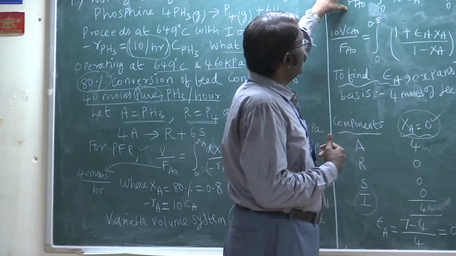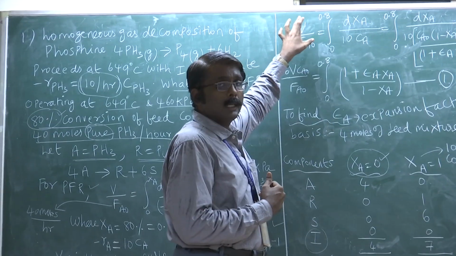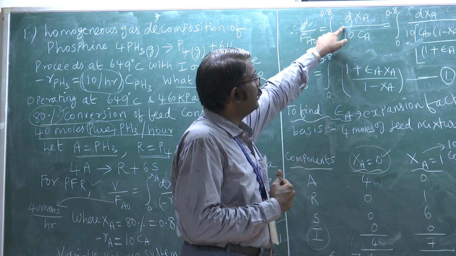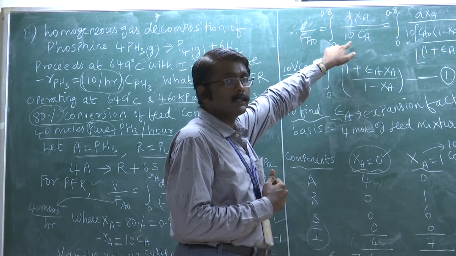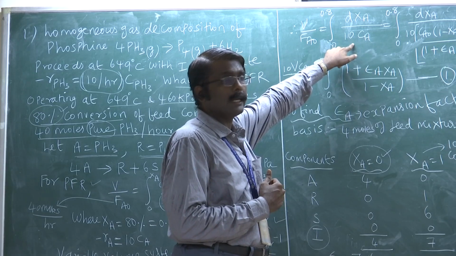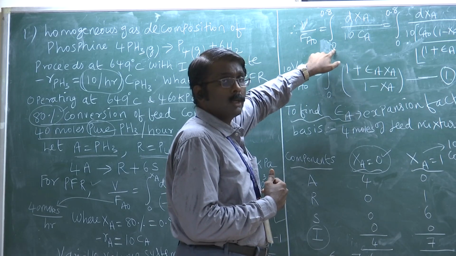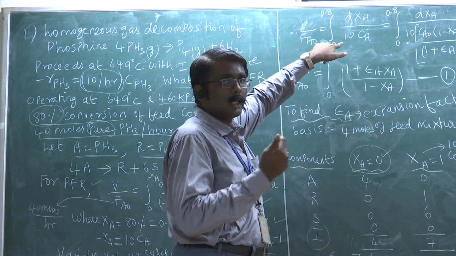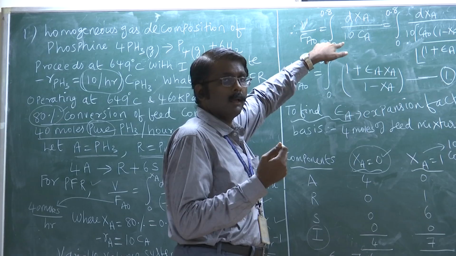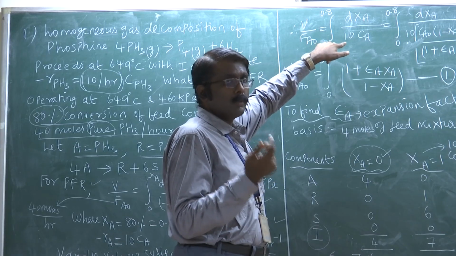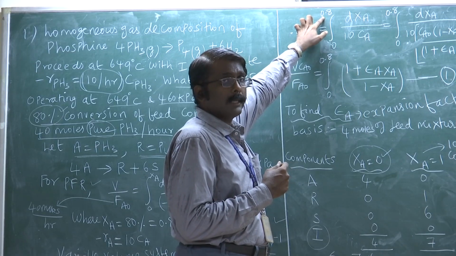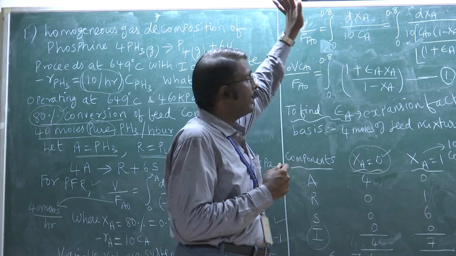So the performance equation is substituted with the given information. V by Fa naught is equal to dXa divided by 10 Ca. So 10 Ca is the rate equation, that is the given data again. The conversion value is 0 to 0.8, because the lower limit for the conversion is 0. At time t equal to 0, nothing will be converted, that means Xa should be equal to 0. The upper limit is given: the design conversion value is 80%, so the upper limit should be 0.8.